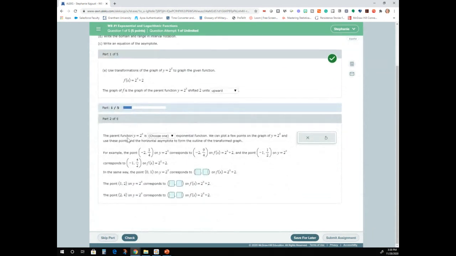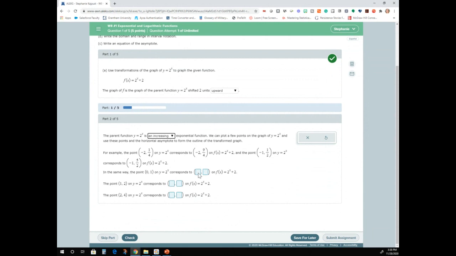Okay. So the parent function y equals 2 to the x is an increasing exponential function because 2 is greater than 1. So we can plot a few points on the graph of 2 to the x and use these points and a horizontal asymptote to form the outline of the transformed graph. Now they're using different values than I would. They're using -2 instead of -1, 0, and 1. I used only 3 points. They're using 5 points here, -2, -1, 0, 1, and 2. So just keep that in mind. They're doing a little bit more than I would.